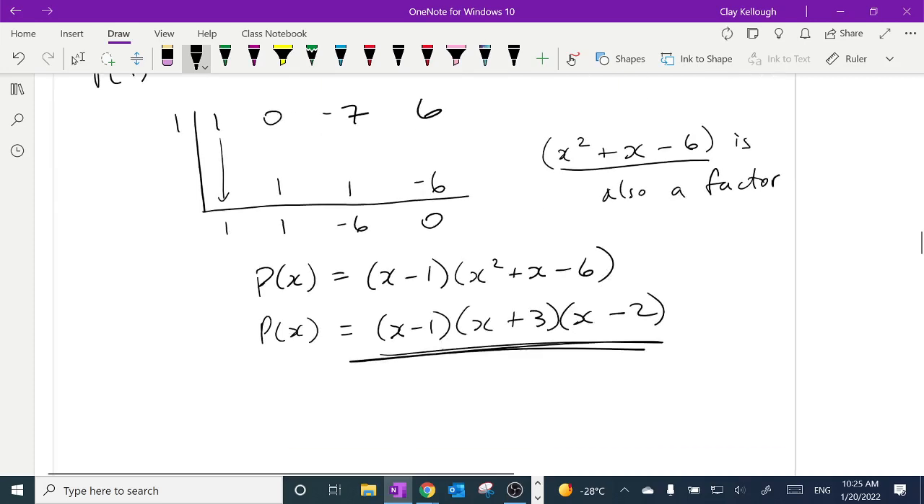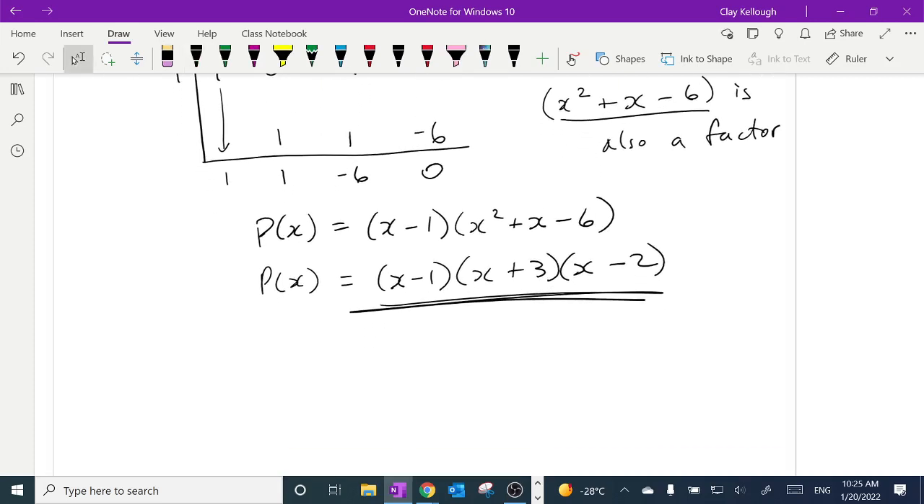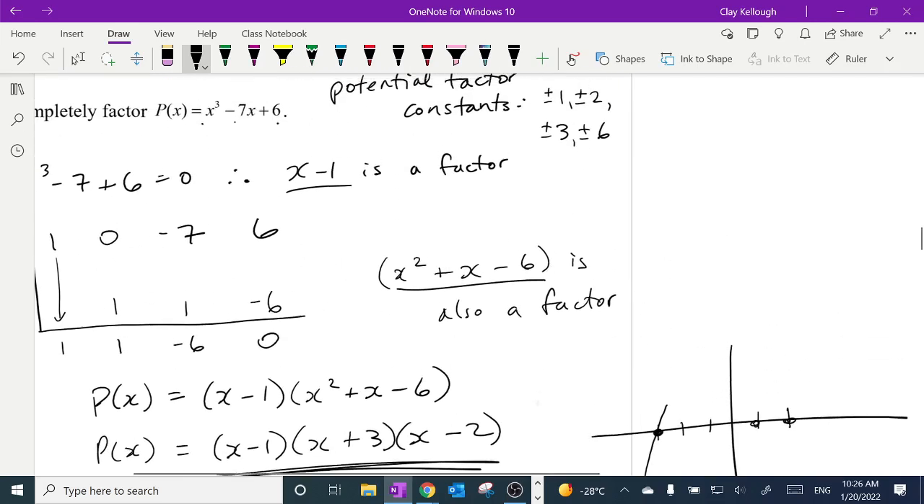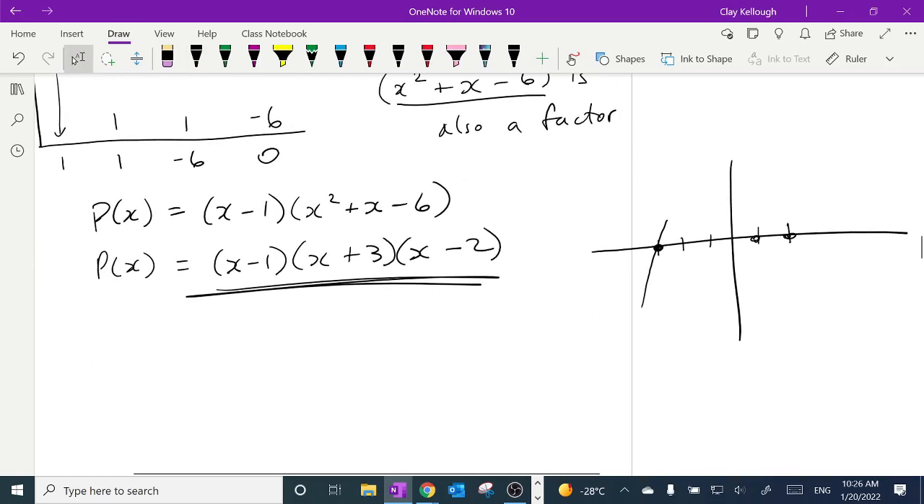And again, why do we want to do this? Because what if we wanted a graph of this thing? This equation will have an x-intercept at 1, an x-intercept at 2, and an x-intercept at negative 3. So it's going to go, oh, and it has a y-intercept of, what's the y-intercept? 6. So let's see. 1, 2, 3, 4, 5, 6. So it's probably something like this.